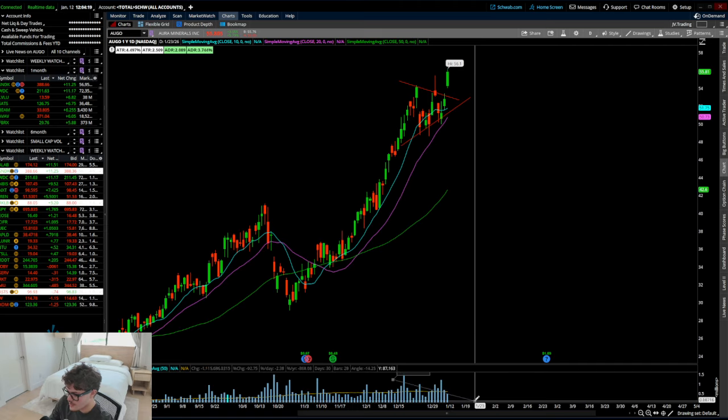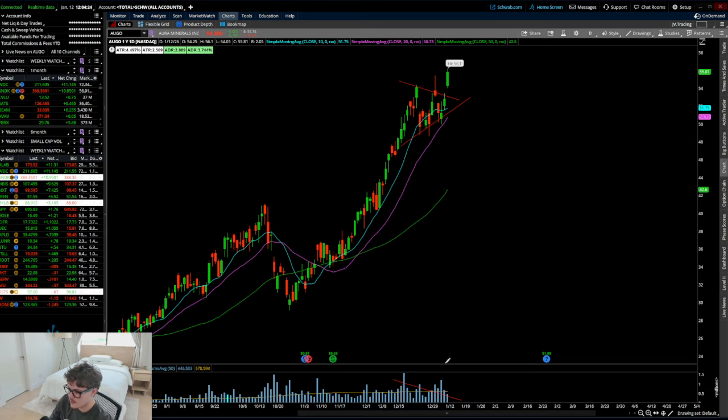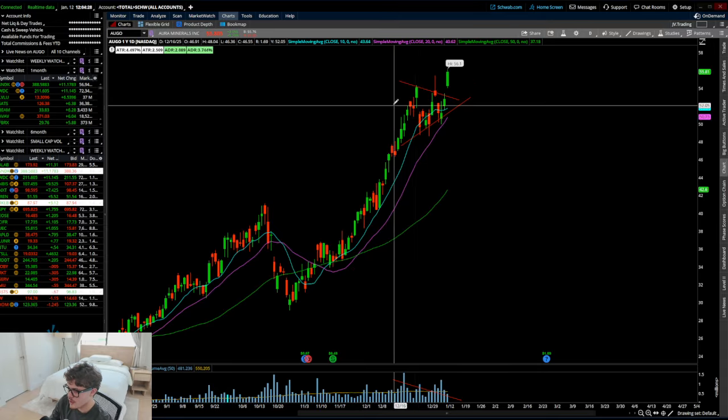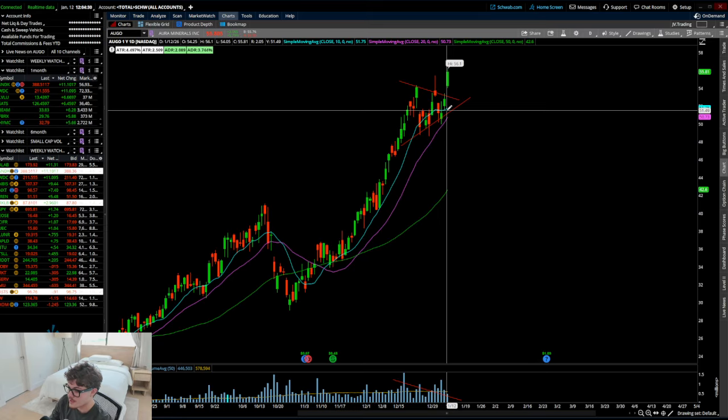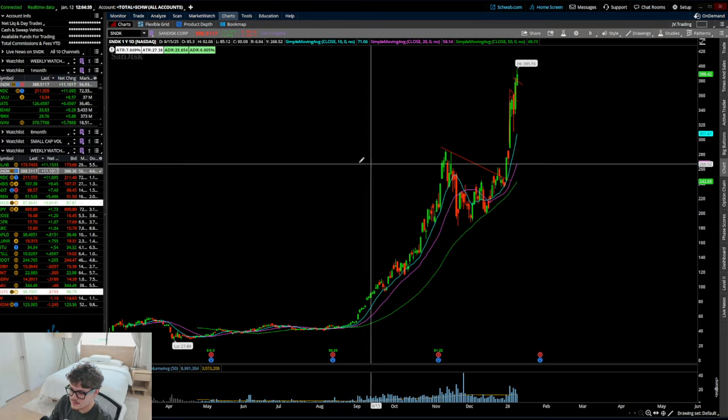At the same time, we also want to see volume tapering off. This is obviously not the best example. I just picked a random one from the scanner. But you usually want to see volume taper off, just like the setup. And then when the stock actually breaks out, you want to see a surge of high volume. So I'll see if I can find a decent example of that.